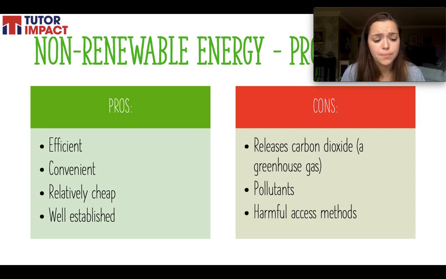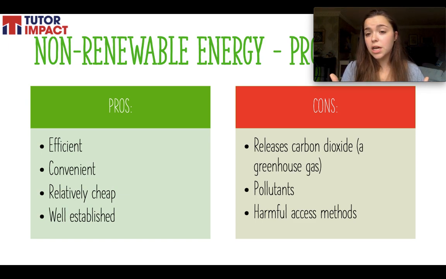So another big problem. Thirdly, the methods used to access fossil fuels, like mining or drilling for coal, can harm the environment in other ways. For example, you may have heard before about massive oil spills. That's when a big oil tanker spills into the ocean and it can really devastate marine wildlife. And that's just one example. There are lots of ways in which there can be harmful access methods for finding these non-renewable energy resources.